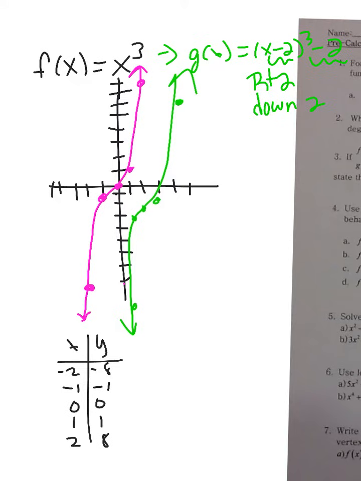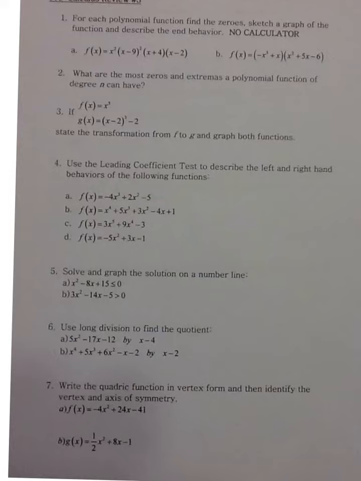Okay, so let's take a look at number 4. Number 4 is to use the leading coefficient test and describe the end behavior. Okay, so let's take a look at number 1. So I have a degree of 3 and the leading coefficient is negative 4, sorry, not positive 4, so it'll look like this.